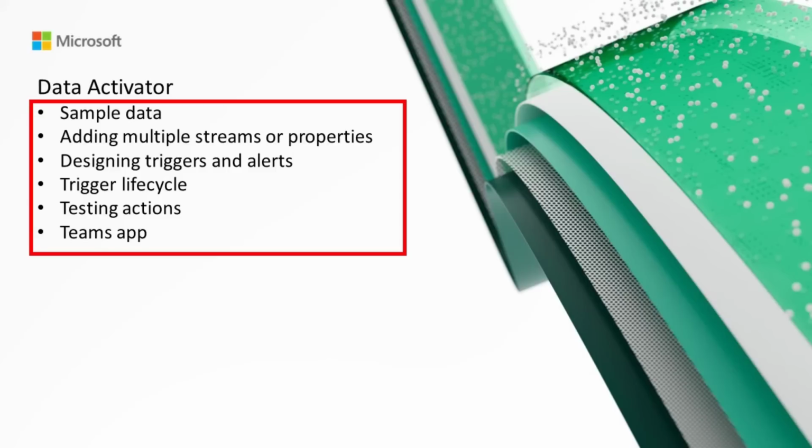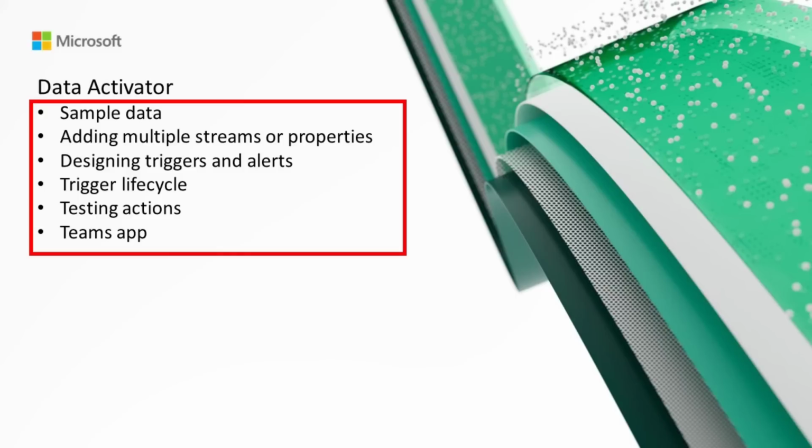Moving to Data Activator, Sample Data. The simulator that generates sample data now includes multiple event streams that you can use to try out building objects and alerts. If you want to try the simulator, there's a tutorial that walks you through it. Check the blog to get that link.